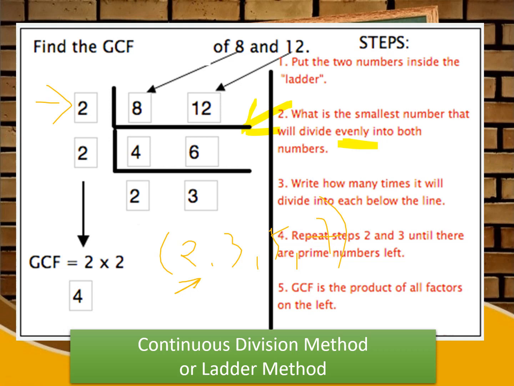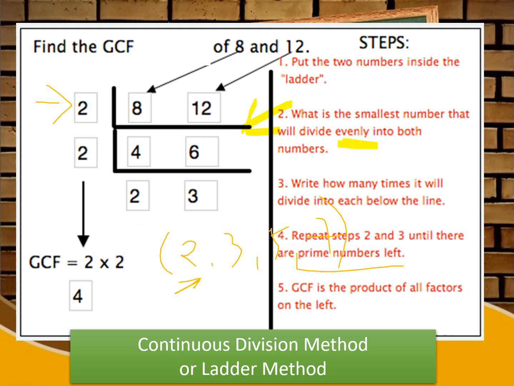8 divided by 2, the answer is 4. 12 divided by 2 is 6. And 4 and 6 can be divided also by 2. 4 divided by 2 is 2. 6 divided by 2 is 3. Here, 2 and 3 cannot be divided by either 2 or 3 because they are not evenly divided. So we will end up here because 2 and 3 are the prime numbers left. You can only multiply it by 1 or divide it by 1.